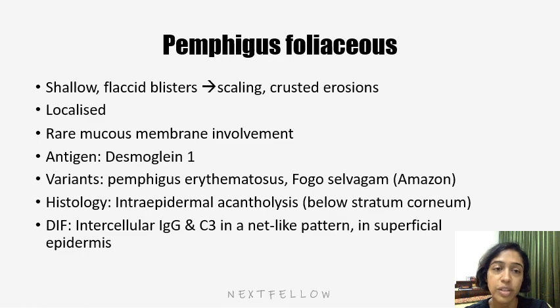There are two variants of pemphigus foliaceus, lesser common varieties. These are pemphigus erythematosus and Fogo selvagum, which is an endemic type of pemphigus foliaceus seen in the Amazon basin. On histopath, you will have intraepidermal acantholysis, as I said, and this is subcorneal, below the stratum corneum. That means superficial layer. And direct immunofluorescence, or DIF, will reveal intercellular antibodies in a net-like, fishnet pattern, and this is restricted to the superficial epidermis.